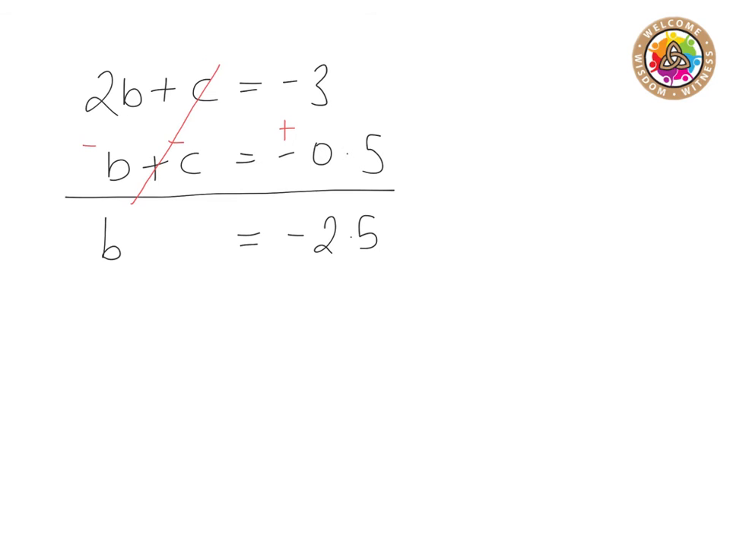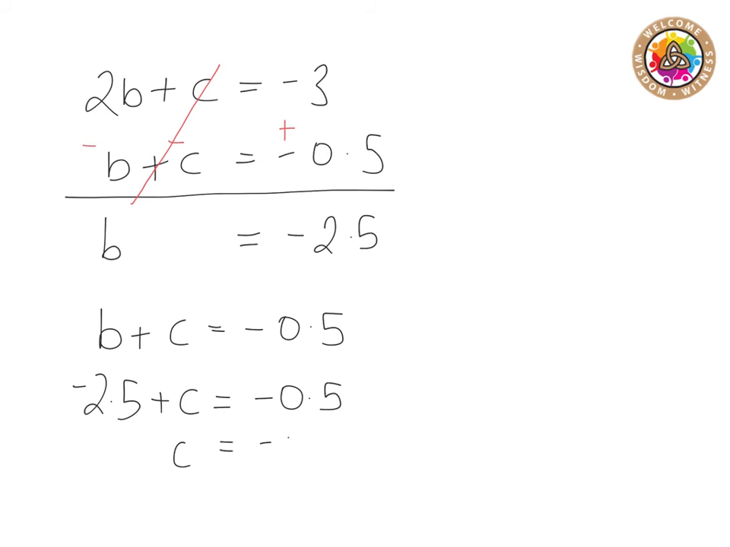And now all I do is take the original b plus c equals minus 0.5. I sub in for b, minus 2.5 plus c equals minus 0.5. So c is equal to minus 0.5 plus 2.5, so c is basically 2. And then the final step is to put all of that together into the Tn formula. So I'll just do that over here.